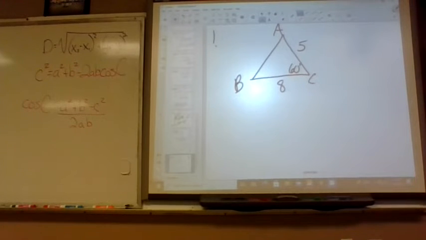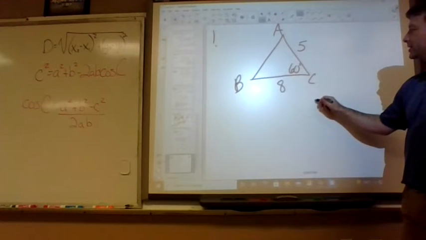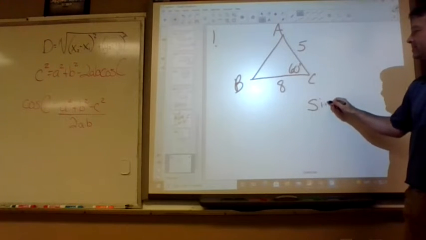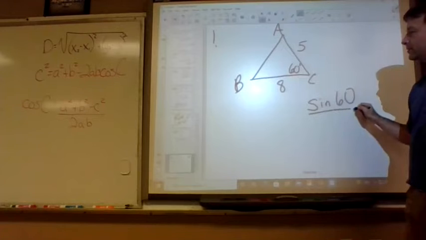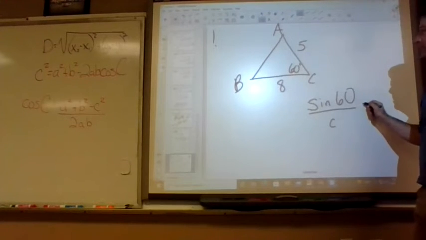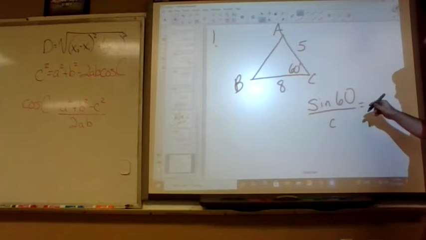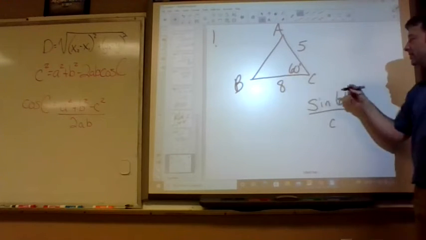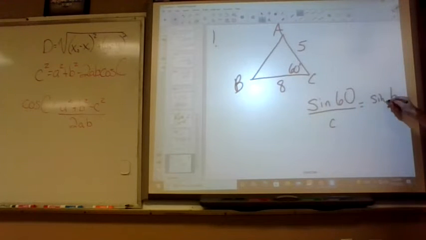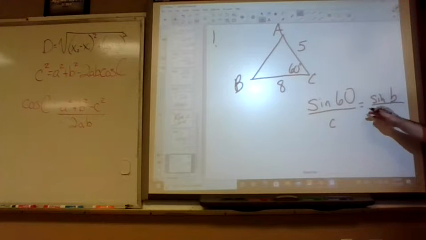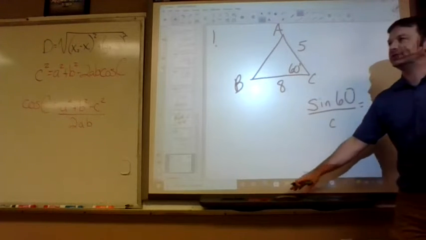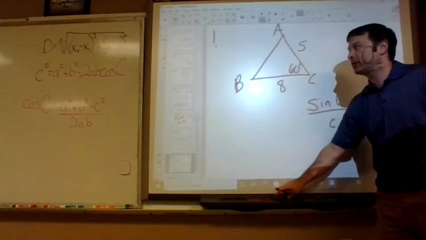Okay, why could we not use law of sines for this? If we tried this with law of sines, what would it look like? It would be sine of 60 over little c equals sine of... see the problem here? We need two angles. If you have two variables, you cannot solve that equation. So you have to use side angle side, only law of cosines.